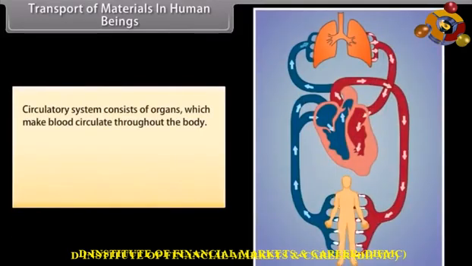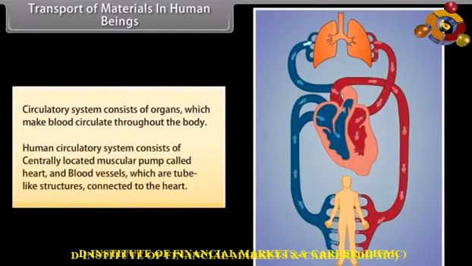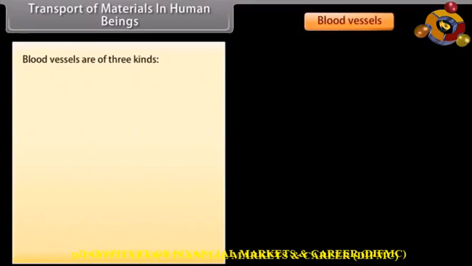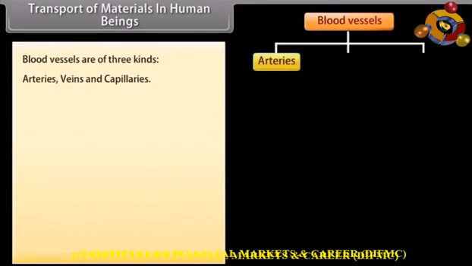The circulatory system consists of organs which make blood circulate throughout the body. The human circulatory system consists of a centrally located muscular pump called the heart and blood vessels which are tube-like structures connected to the heart. Blood vessels are of three kinds: arteries, veins and capillaries.